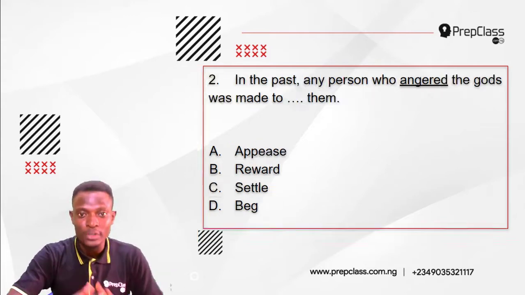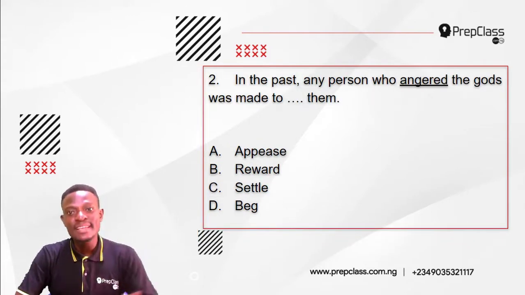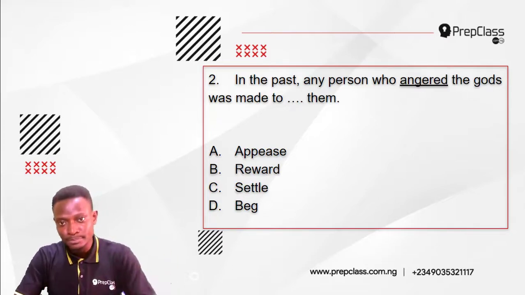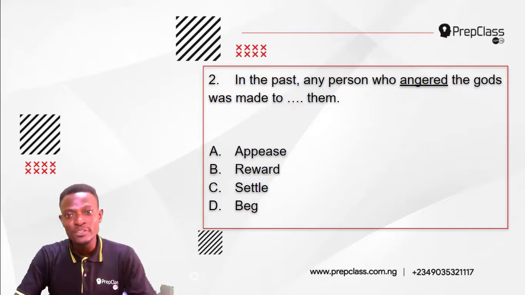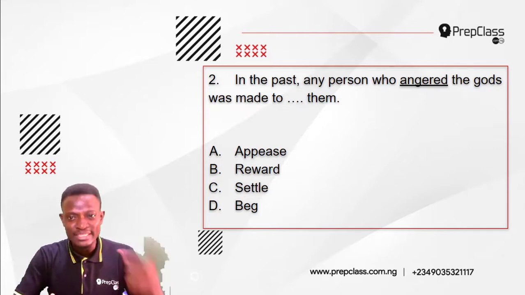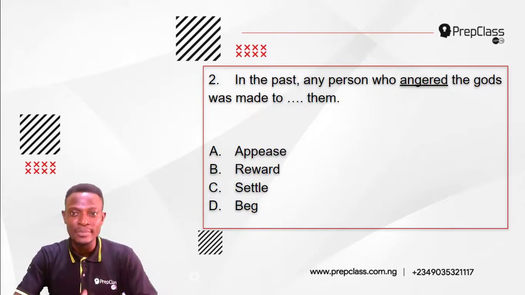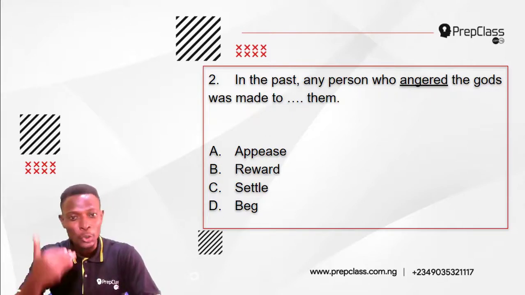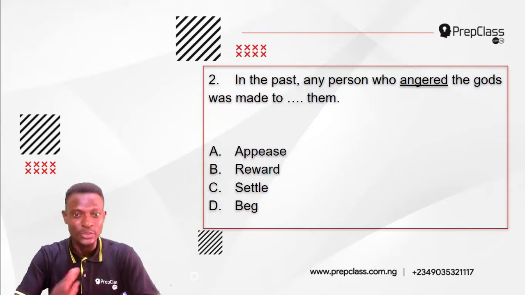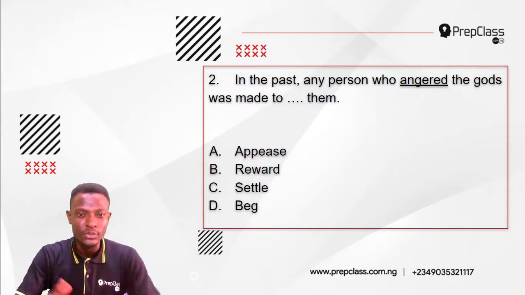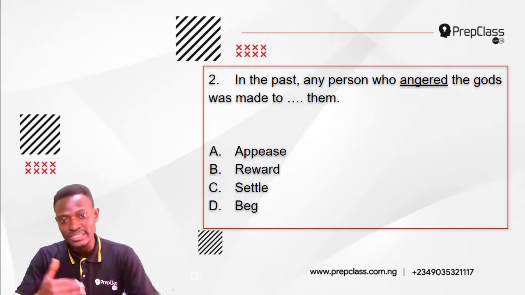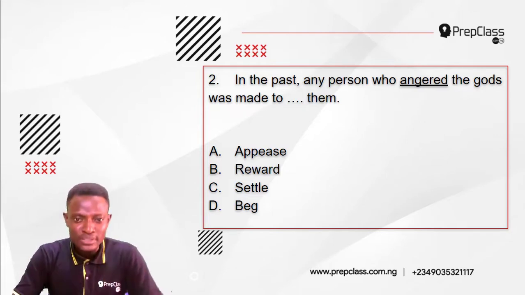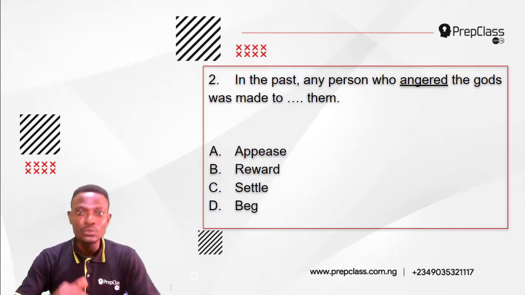Alright, moving on, question 2. In the past, any person who angered the gods was made to dash them. The underlined word here is angered. So we are to select the option that is the most nearly opposite in meaning to angered and will at the same time correctly fill the gap in the sentence. Option A, appease. Option B, reward. Option C, settle. Option D, beg. So which of these options is the most nearly opposite in meaning to angered?